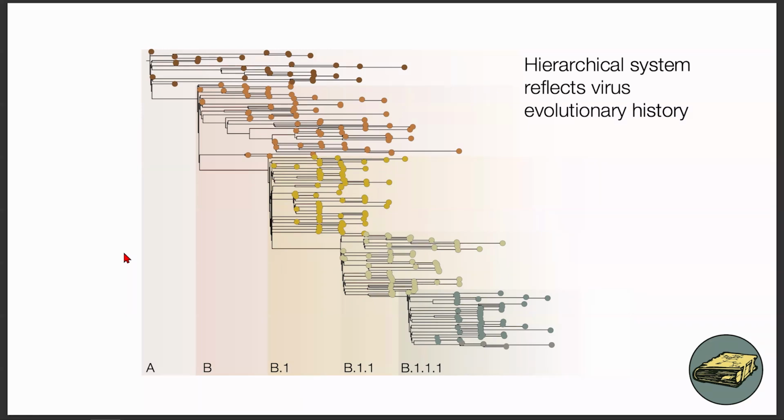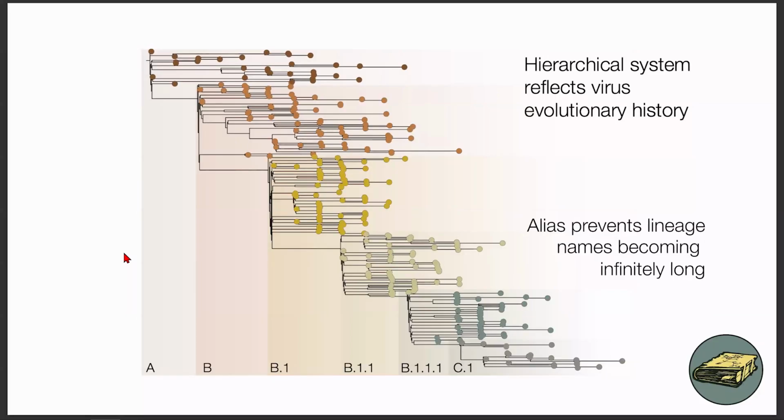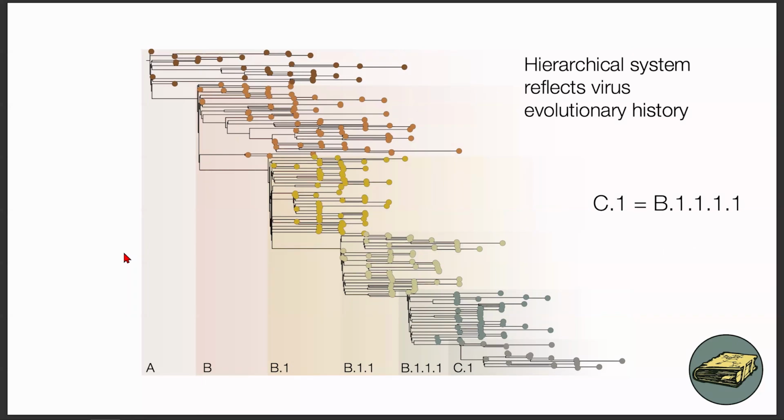But just so that everybody is on the same page, the Pango nomenclature system is a hierarchical system that reflects the evolutionary history of the virus. So here we have an example where B.1 is a sublineage of B, B.1.1 is a sublineage of B.1, and so on. Of course, these names could become infinitely long. So at a certain point, we add an alias in. And here we see C.1, which was the first alias introduced, is actually a sublineage of B.1.1.